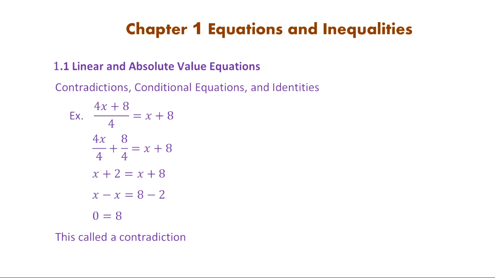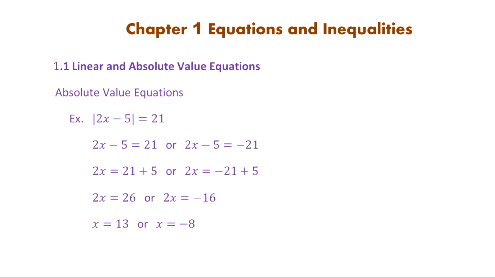Okay. So now let's move to the topic of absolute value equations. You might not have seen this before, but an absolute value equation is an equation with the variable inside the absolute value symbol. So like in this example, we have the absolute value of 2x minus 5 equal to 21. So the variable x is inside the absolute value symbol.